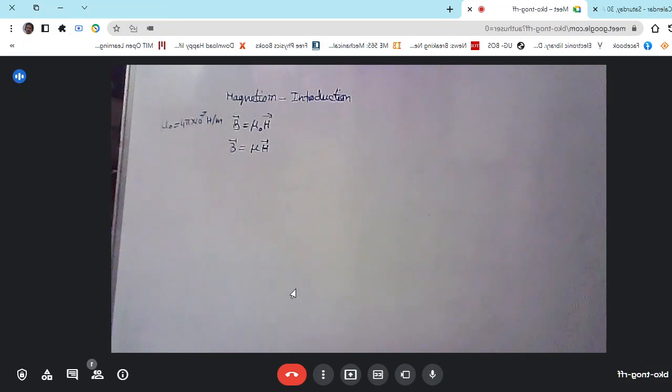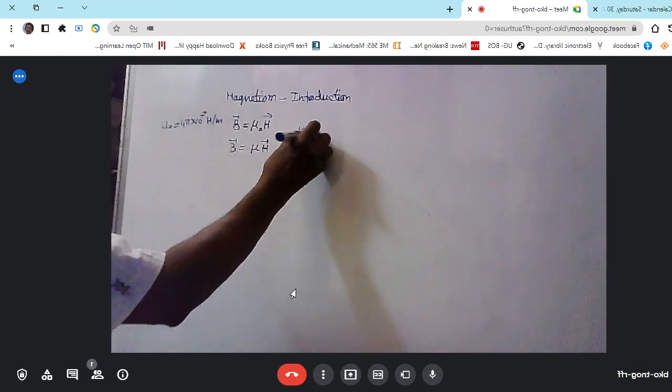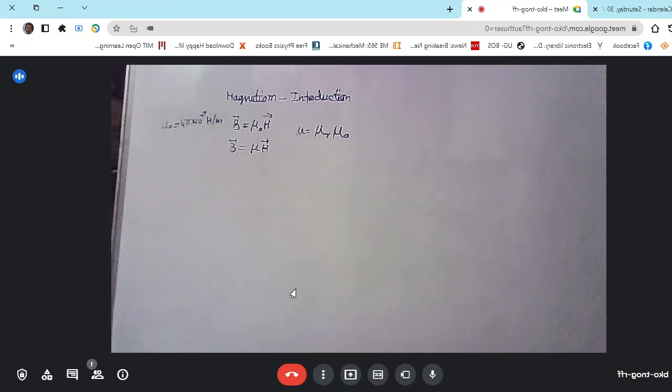this mu is very complicated. So I can write mu equals mu r into mu naught, where mu r is the relative permeability. Mu naught is the permeability of the free space, and mu is the total permeability. So mu equals mu r into mu naught. Mu r is a very useful quantity that we can introduce. Its value you can memorize.